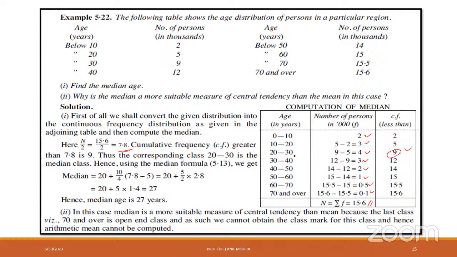So we take 9, and the median class will be 20 to 30. Then write the formula: 20 is the lower limit, 10 is the class interval, 4 is the frequency, 7.8 is n by 2, and CF is the cumulative frequency of the preceding class, that is 5. When we simplify, the median is 27. Hence the median age is 27. But there was another question: why the median is more suitable measure of central tendency in this particular case.